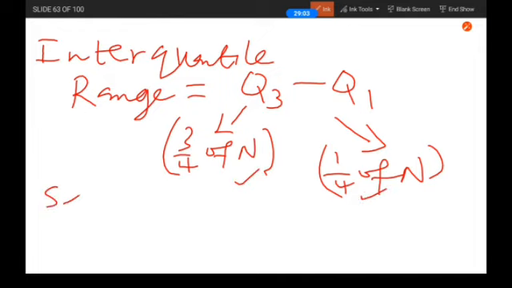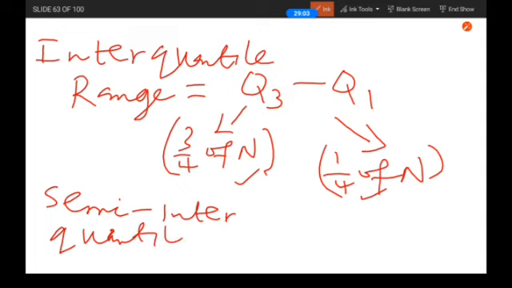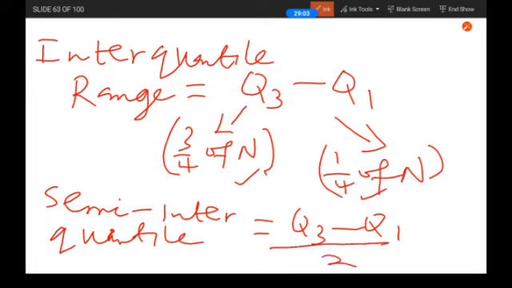They can also have a semi-interquartile range. Semi-interquartile range is just your Q3 minus Q1, over 2.